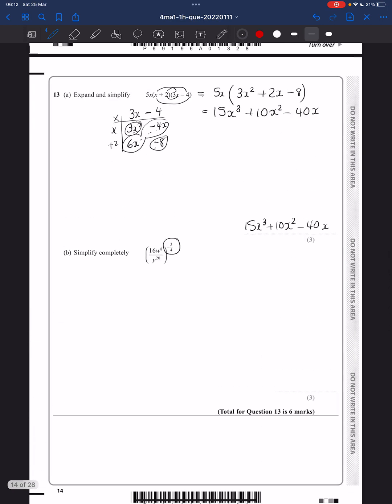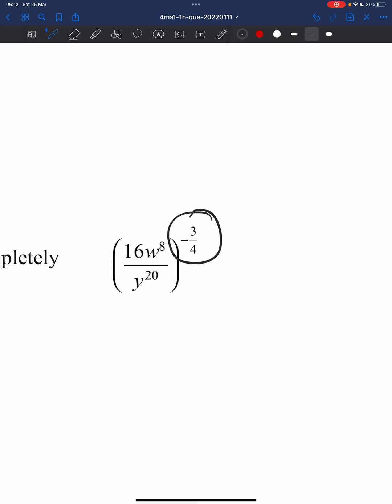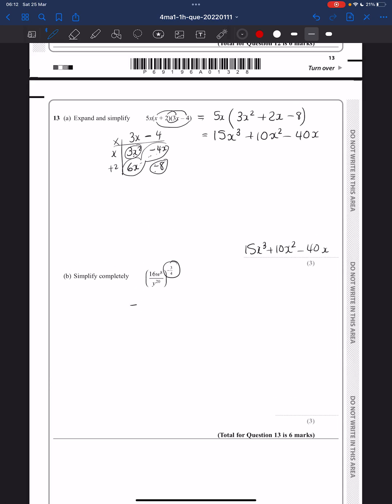Right, this one, the power there is minus 3 over 4. The minus part, let's deal with that first. That means take the reciprocal, so it's y^20 over 16w^8, and it's 3 over 4. It's plus 3 over 4, so we've dealt with the negative that way.